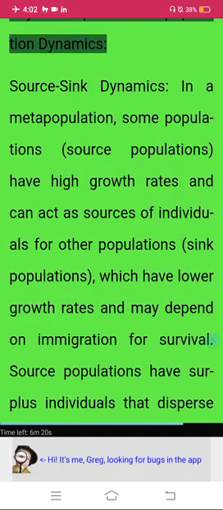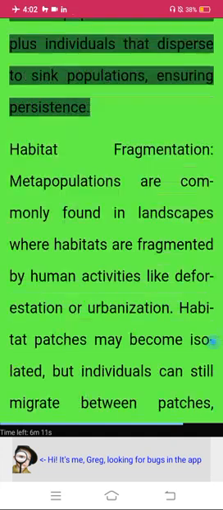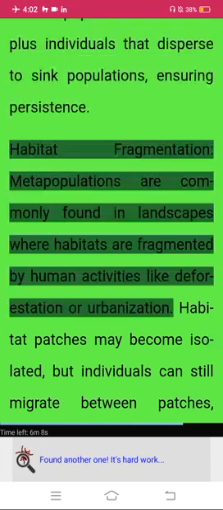Key concepts in metapopulation dynamics. Source-sink dynamics. In a metapopulation, some populations, source populations, have high growth rates and can act as sources of individuals for other populations, sink populations, which have lower growth rates and may depend on immigration for survival. Source populations have surplus individuals that disperse to sink populations, ensuring persistence.